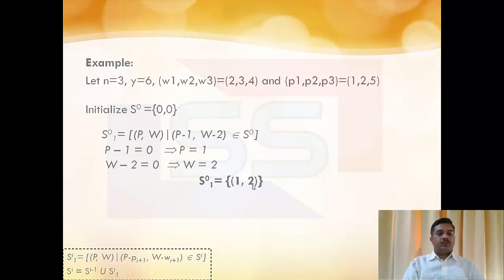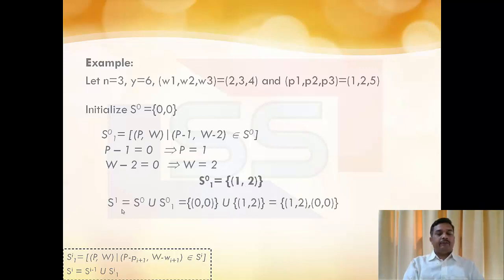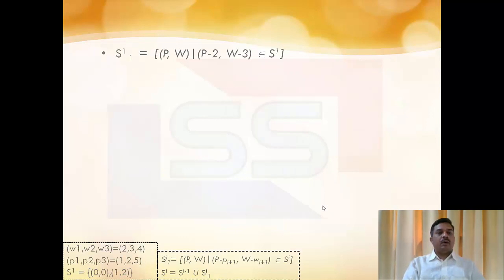So we got the pair S_1^0 equal to (1, 2). So we'll find S^1. The formula is S^1 equal to S^0 union S_1^0. Already we have initialized S^0 to be (0, 0) and we found S_1^0 to be (1, 2). If we take the union, we'll get (1, 2) and (0, 0).